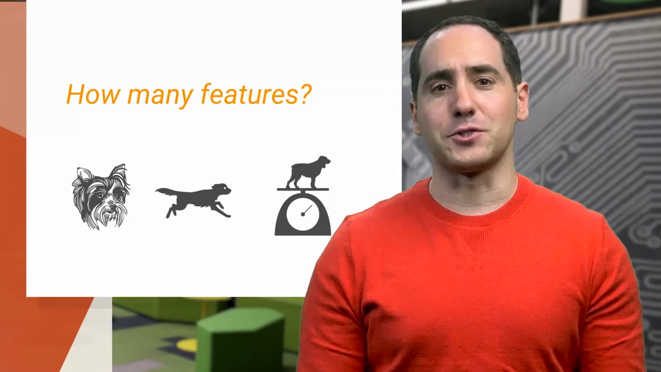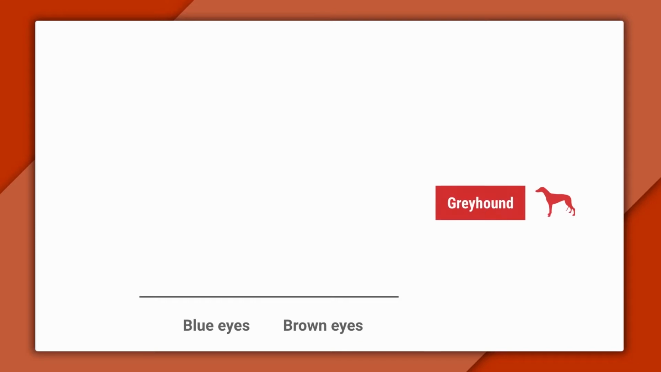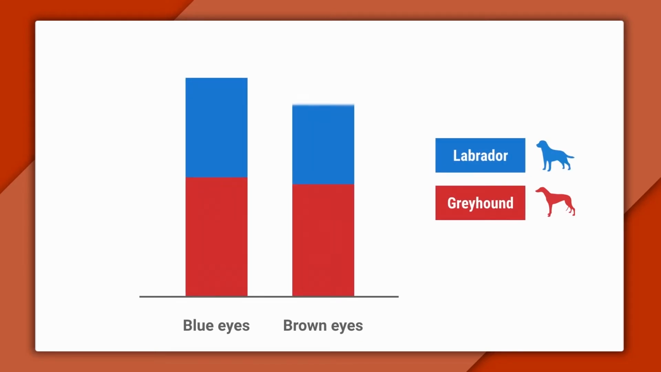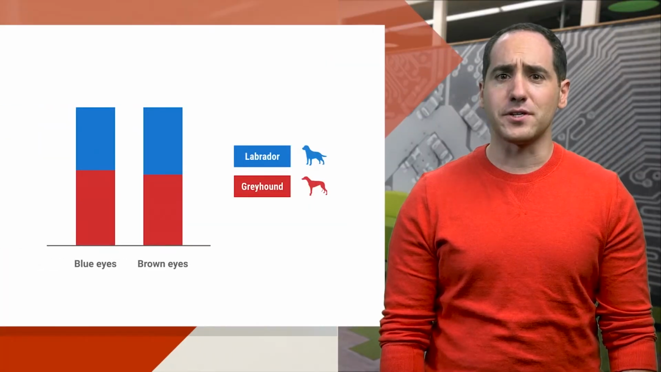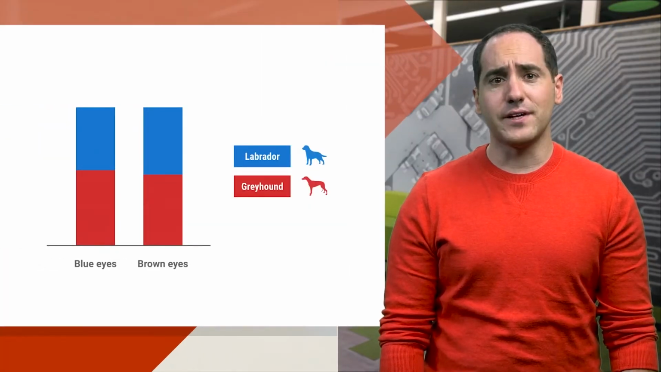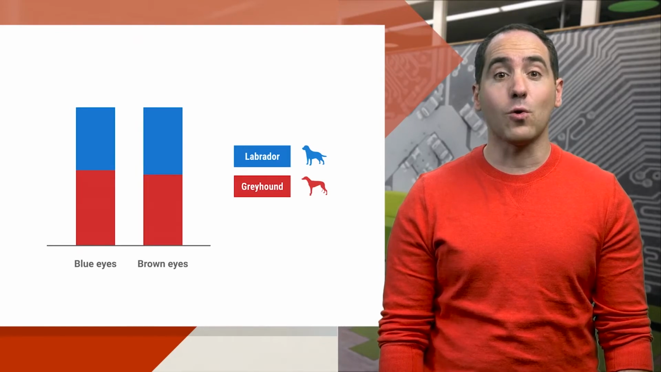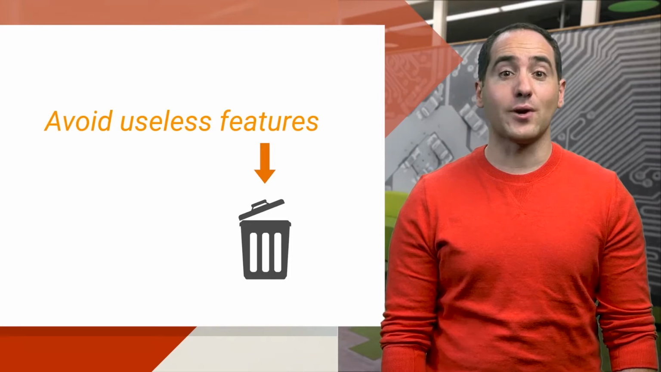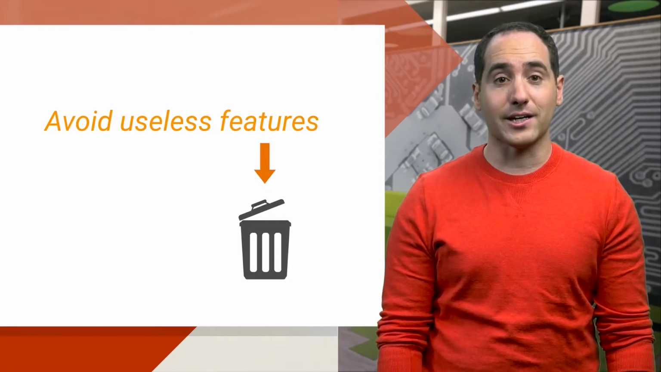Now let's look at another feature like eye color. Just for this toy example, let's imagine dogs have only two eye colors, blue and brown. And let's say the color of their eyes doesn't depend on the breed of dog. Here's what a histogram might look like for this example. For most values, the distribution is about 50-50, so this feature tells us nothing because it doesn't correlate with the type of dog. Including a useless feature like this in your training data can hurt your classifier's accuracy.